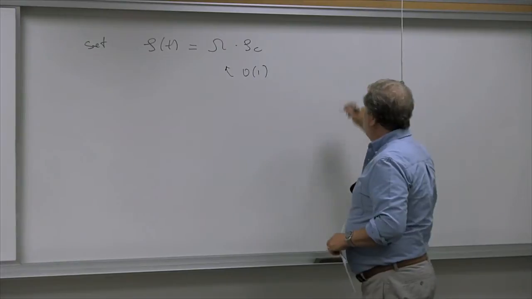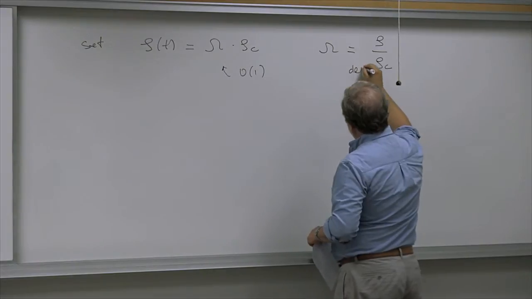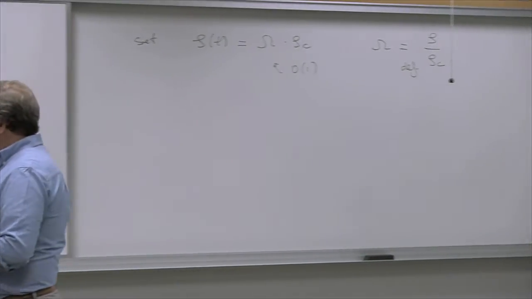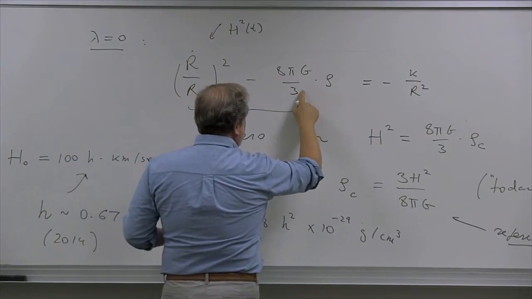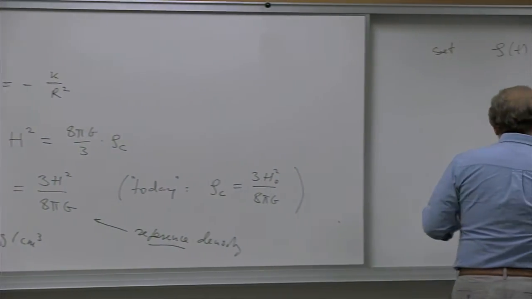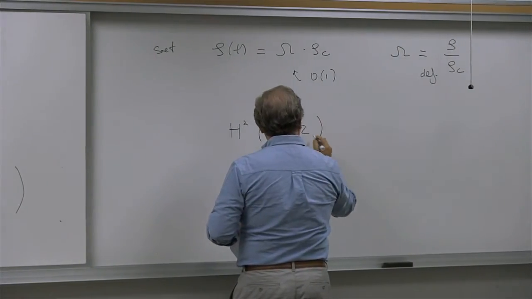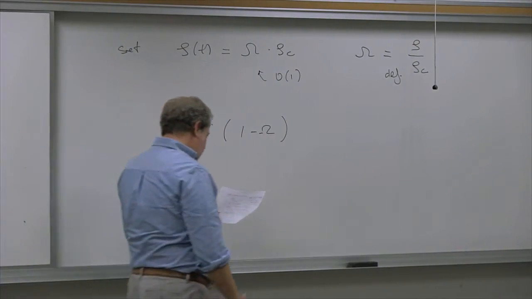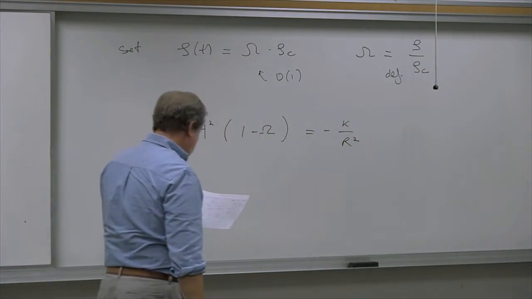So it is basically the fraction. You can write this omega as rho divided by rho c. So you define this fraction omega. And that is useful because you can then rewrite this equation. This part here is H squared. This part here is just capital omega times the critical density. So we can rewrite the equation as H squared times 1 minus this capital omega is equal to minus k over r squared.